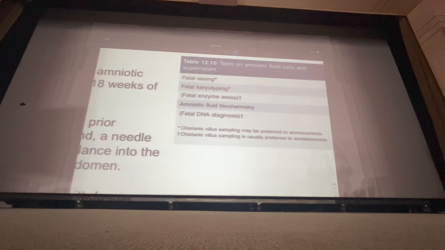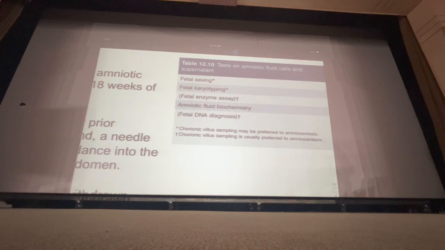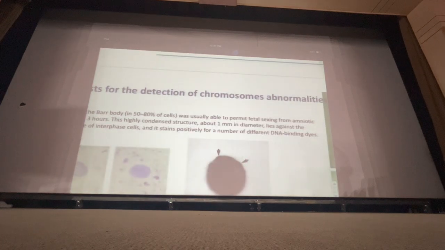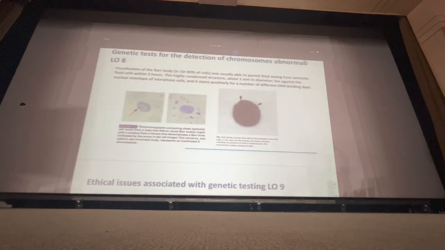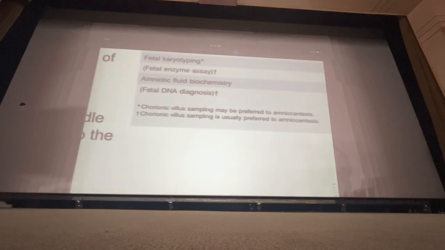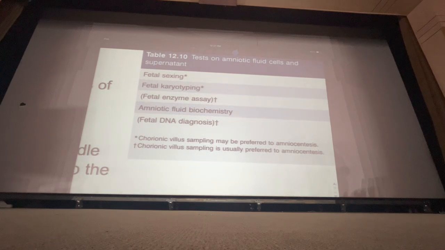But for the enzyme assay, chorionic villus sampling is usually preferred to amniocentesis.